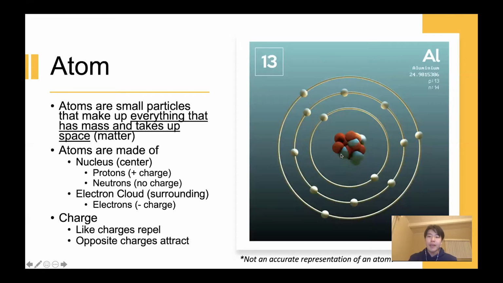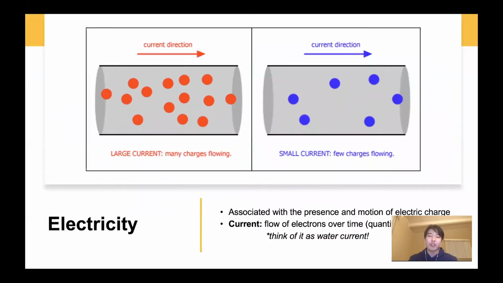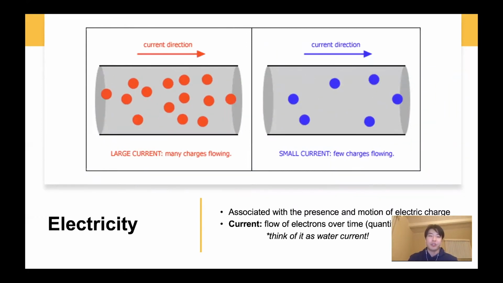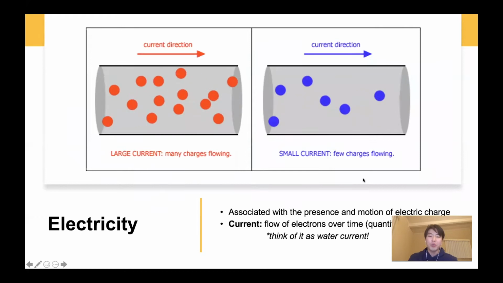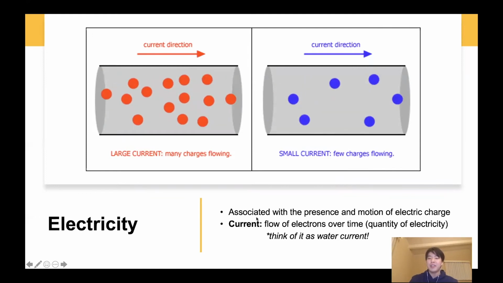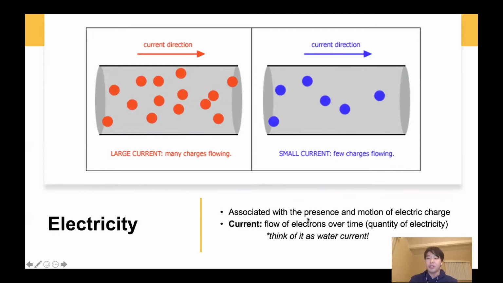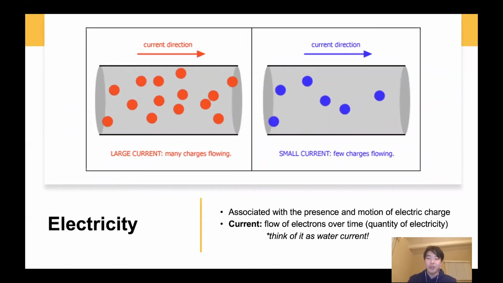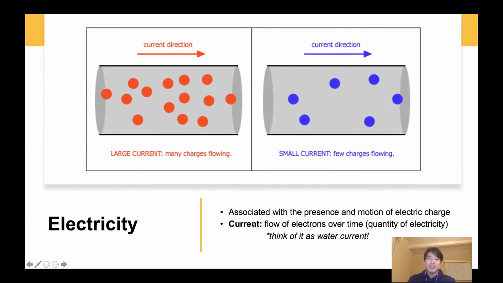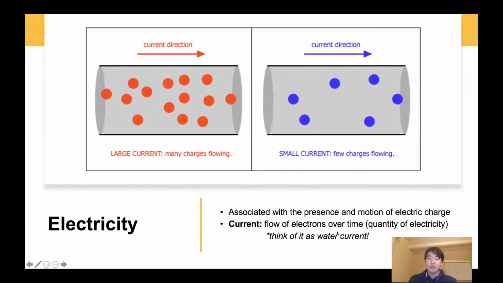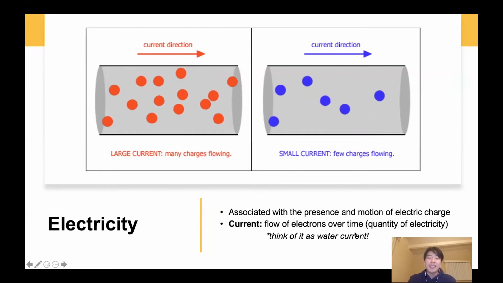Now, when these electrons flow, or even protons when they flow, we call that electricity. Electricity is associated with the presence and motion of electric charge. It doesn't really have to be electrons, but it's usually electrons because electrons are a lot lighter than protons. Current, I'm sure you have heard the word, is a flow of electrons over time. So it actually quantifies electricity.